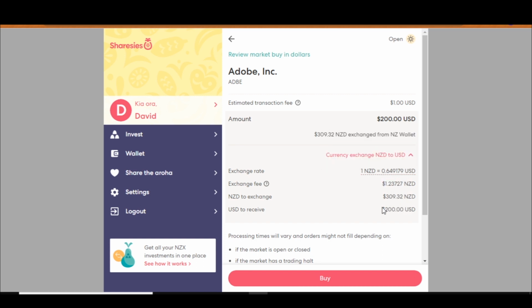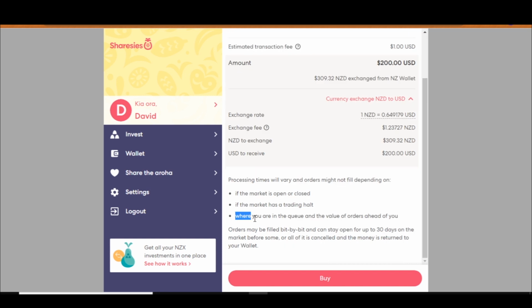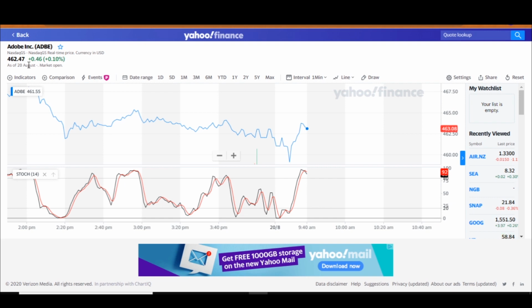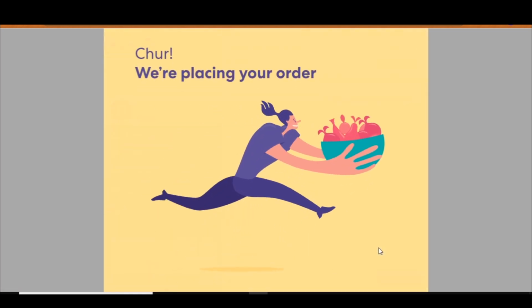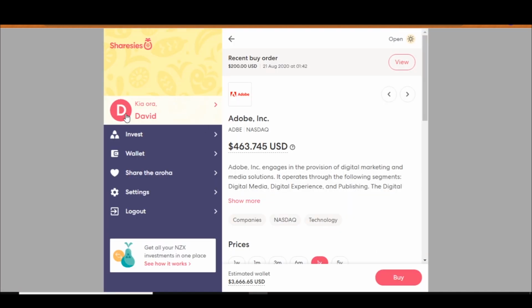One of my biggest complaints is how slow Sharesies is. So let's see how fast this will go. Right now, Adobe is trading around $462. Let's put the order. Okay, let's go back to our portfolio.